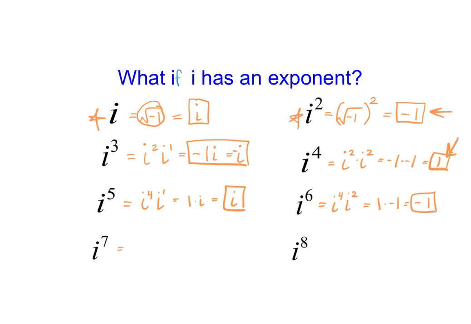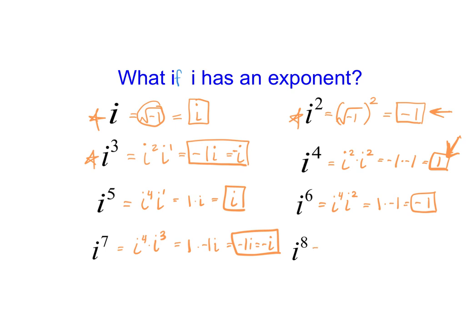Then i to the seventh we can split into 4 and 3, because 4 plus 3 is 7. i to the fourth we know is equivalent to 1. i to the third we know is equivalent to -1 times i, or -i. So i to the seventh is equivalent to -i, however you want to write it. And again, we're coming back down with this pattern. It's kind of repeating through.